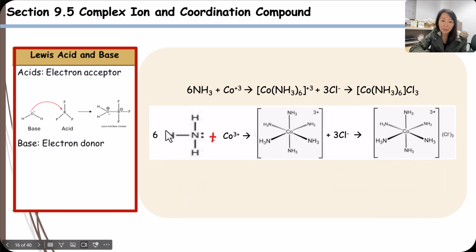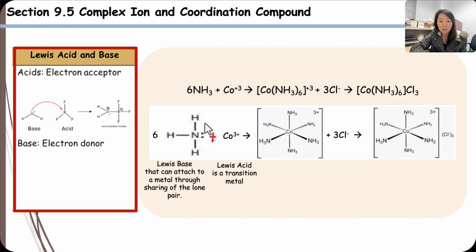Here's another example. We have 6 ammonia added with cobalt, and it forms this complex ion with a positive 3 charge. Again, the cobalt has accepted electrons, so it would be the Lewis acid. And the ammonia is a Lewis base because it donated the lone pair from the nitrogen to form a covalent bond with cobalt, and there are 6 of them. The individual NH3 that have been bonded are considered to be ligands. And this whole entire structure with 3 positive is the complex ion.